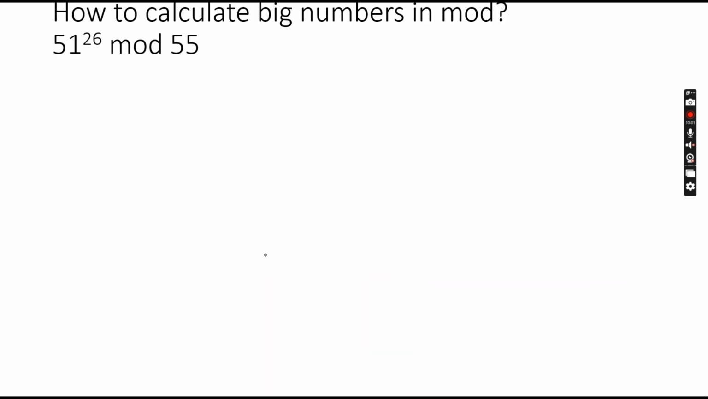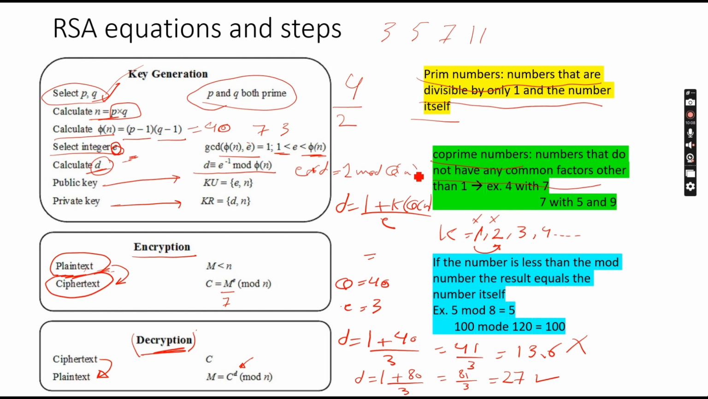But before that, I have some questions that we should answer. How to calculate big numbers of mod. Before this, if you can see the note here, I forgot to talk about this note. The note says if the number is less than the mod number, the result equals the number itself, which means if the number here is less than the number in the mod, the result will be the first number. So 5 mod 8 is 5. Why? Because 5 is less than 8.